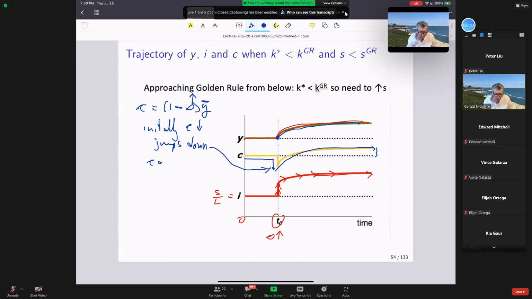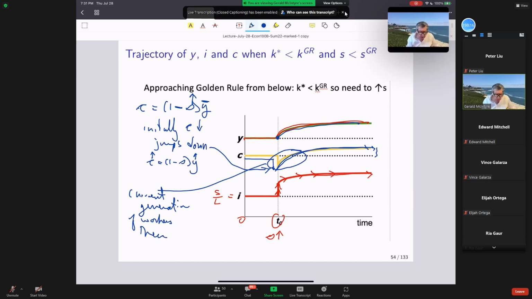And then it eventually rises as y rises. y will now increase and consumption will increase. And sure enough, it does increase. And the political problem here, I'm just going to take 30 more seconds. The political problem, do you see where the political problem is? The political problem is right in here. That's the current generation of workers.